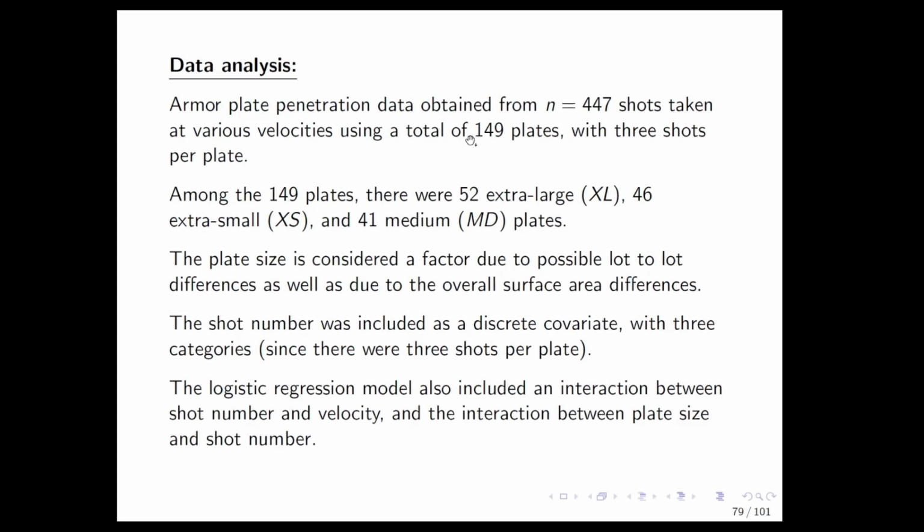Each observation is either 0 or 1. Then the shot number, namely, remember, 3 shots were fired, 1, 2, 3 in that order, let us say. And that was also included as a discrete covariate with 3 categories. Actually, that turned out to be quite important, as we will see. And the logistic model also included some interaction terms. And the logistic was actually a very good fit for the data with these interaction terms and with these covariates. And of course, the velocity was a very important covariate here.